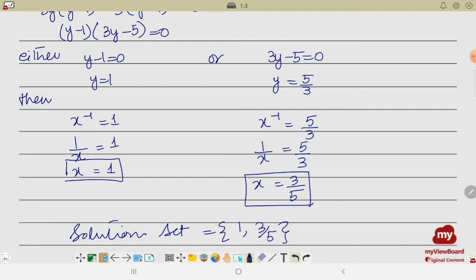So hope you understand the sums. These were not actually quadratic equations, but the equations were reducible to quadratic form by applying some substitution. Hope you understand the question. Thank you so very much.